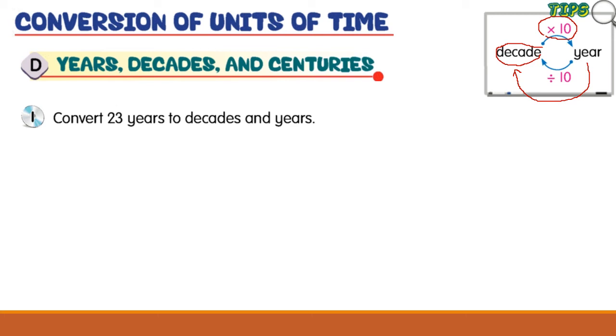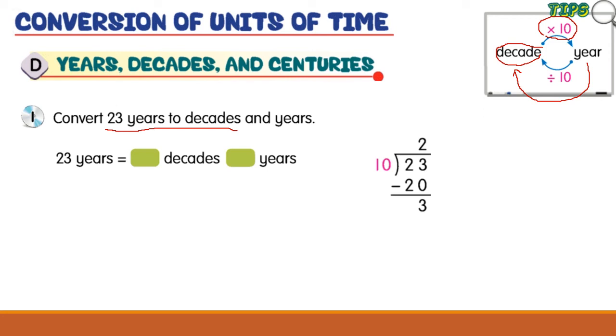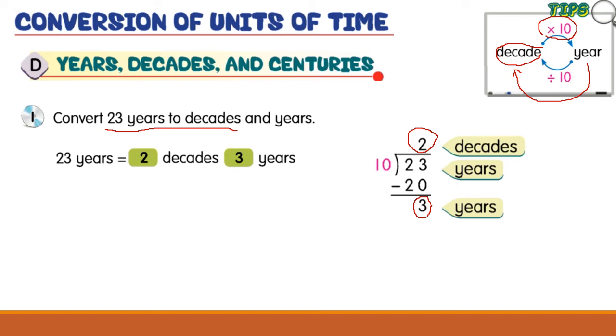Now look at the example here. Convert 23 years to decades and years. So 23 years, you want to convert it to decades. So year to decades, you have to divide with 10. So after you divide with 10, so 23 divided by 10, so the answer here at the top, that one is decades. And if you get remainder, that one is in years. So 23 years, if you convert it to decades and years, so the answer is 2 decades, 3 years.